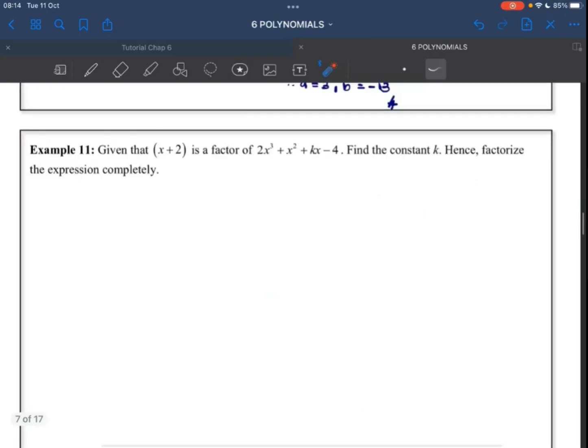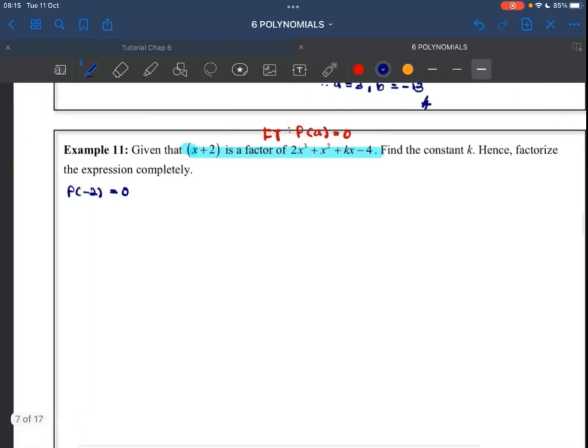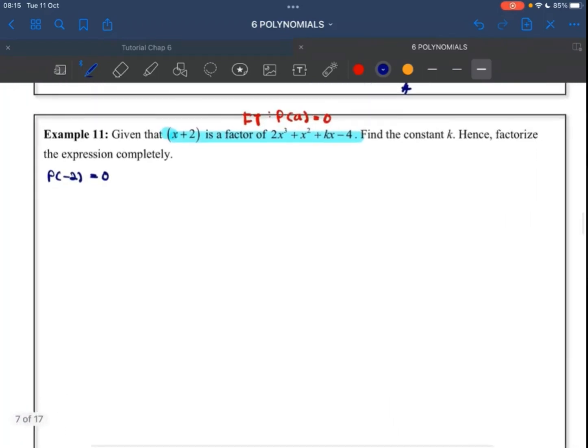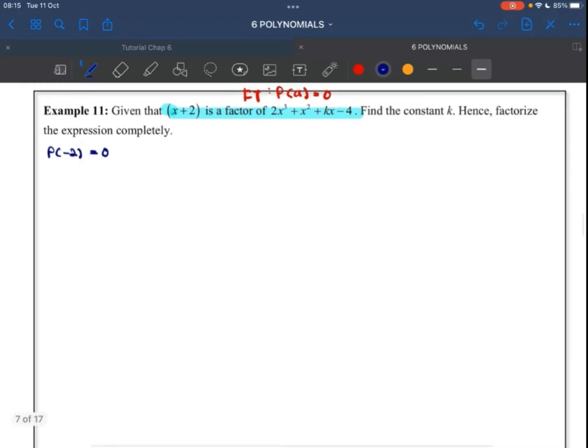Example 11. Okay, so given that x plus 2 is a factor of a polynomial, find the constant k. So keyword dia ialah factor. Ini keyword dia. So x plus 2 is a factor of a polynomial. So automatically kamu tahu ini ialah factor theorem kita, which is P(a) equals to 0. So kita tahu P(negative 2) equals to 0. Okay, so the question asks us to find the constant k. So kita cari constant k, supposedly tak ada masalah, sama macam the previous question. Yang hence tu kejap lagi kita tengok macam mana nak buat. Okay, so kita cari k kita dulu.